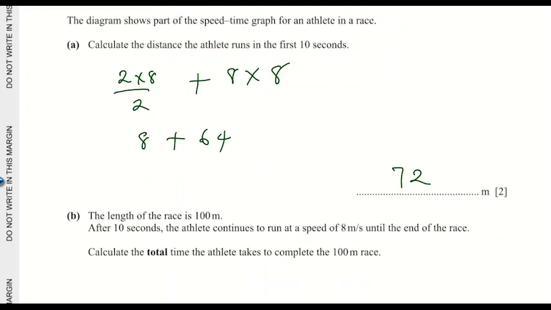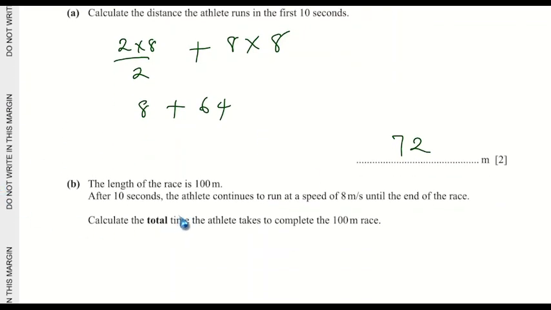Let's go to part B. The length of the race is 100 meters. After 10 seconds, the athlete continues to run. So this is running now.